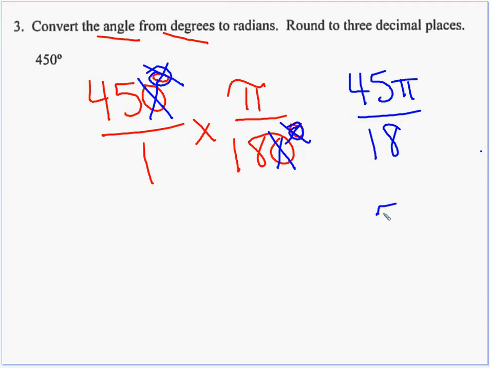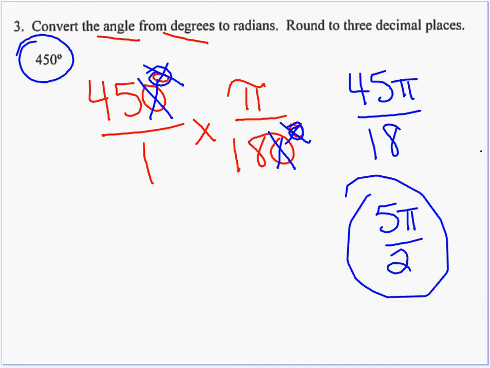So again, that reduced down to 5 halves pi. We've turned our degrees into radians.